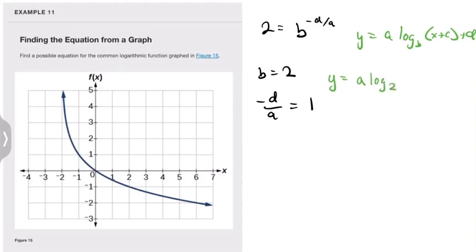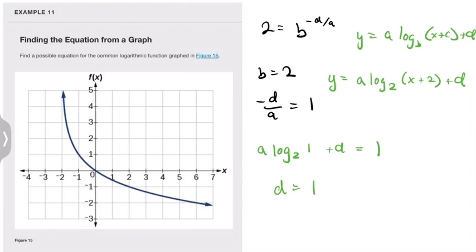We can say log base 2 of x plus 2, plus d. So now when x was negative 1, y is 1. So then that's going to be a log of 1, because if x is negative 1, x plus 2 is 1, and then plus some d equals 1. Now log of 1 should be 0. So from there, we get that d equals 1.